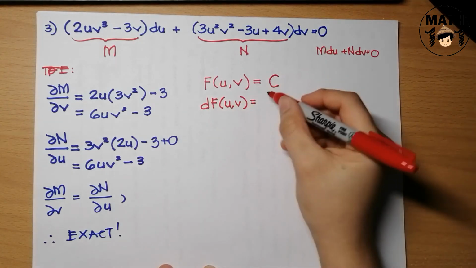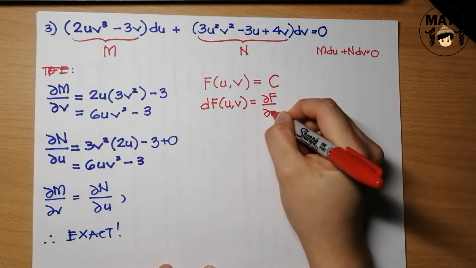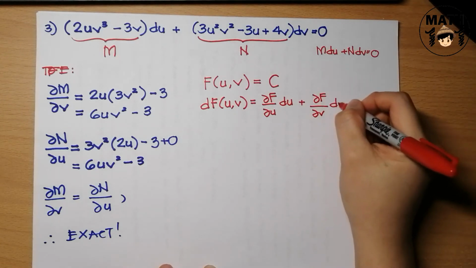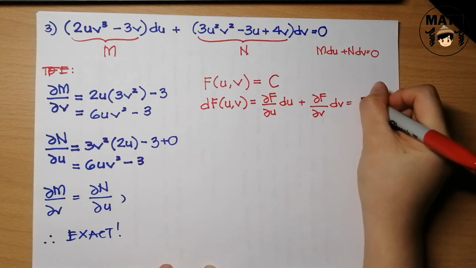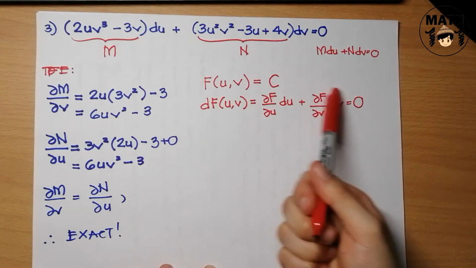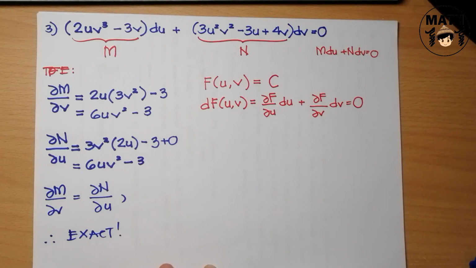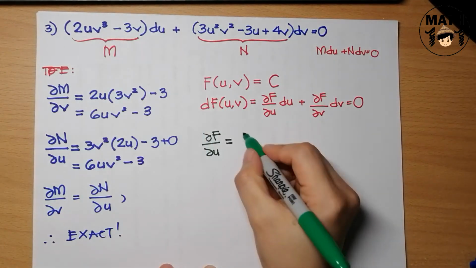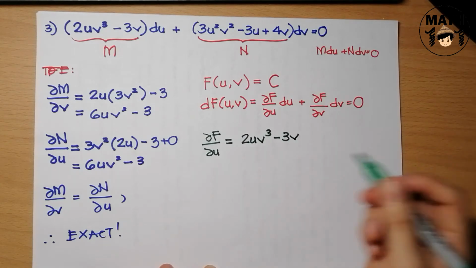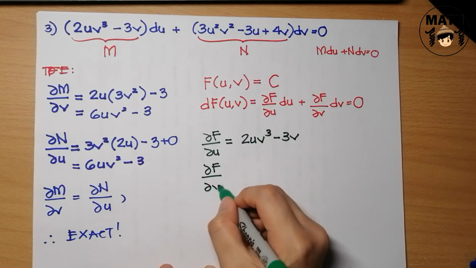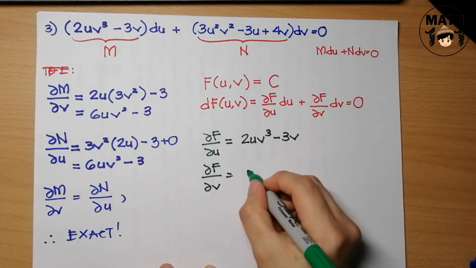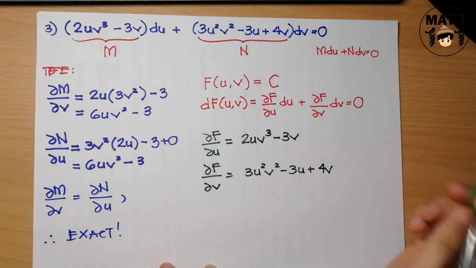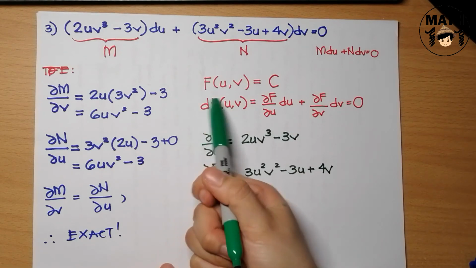That is equal to the partial of f with respect to u du plus the partial of f with respect to v dv, and the derivative of the constant c is 0. By comparing this equation with this, we can see that the partial of f with respect to u is equal to these terms, and the partial of f with respect to v is equal to 3u squared v squared minus 3u plus 4v. So hanapin natin ngayon si f as a function of u and v.